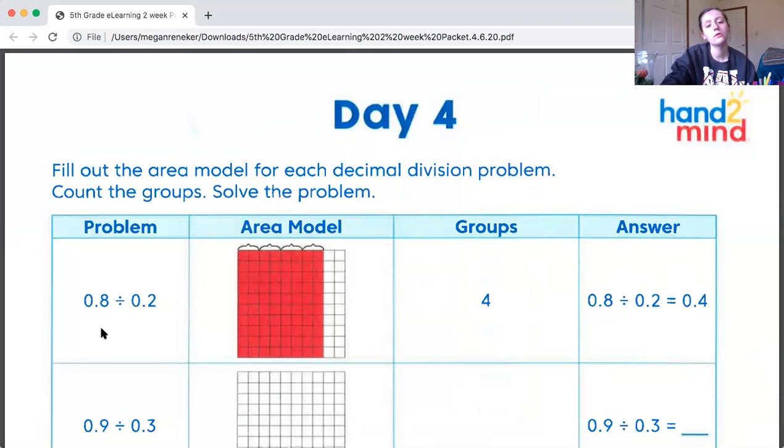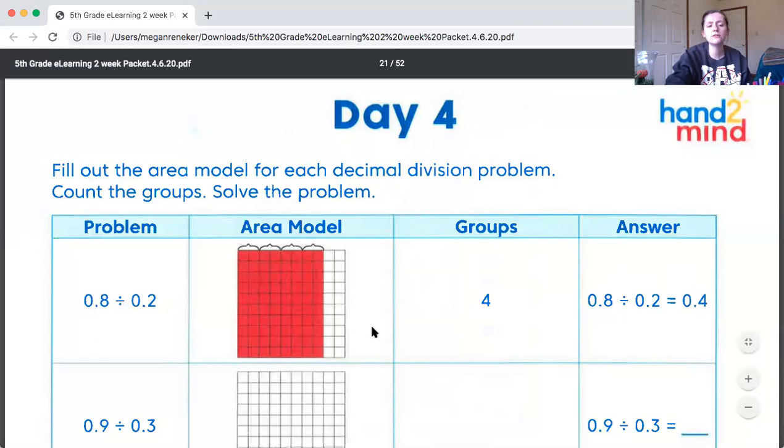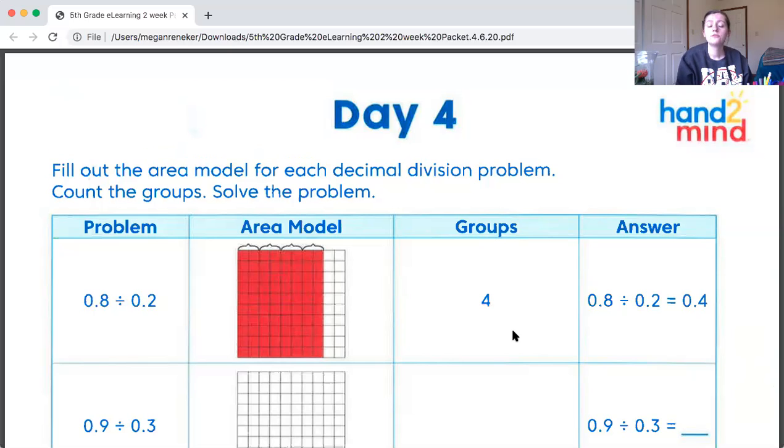Okay, so if we look at our instructions, it says fill out the area model for each decimal division problem. Count the groups and then solve the problem. So if we look at the first problem, they're taking 8/10 divided by 2/10. Okay, so they drew a model for that. An area model is going to be one of those squares that is made up of 100 smaller squares in it. Okay, so 10 rows of 10.